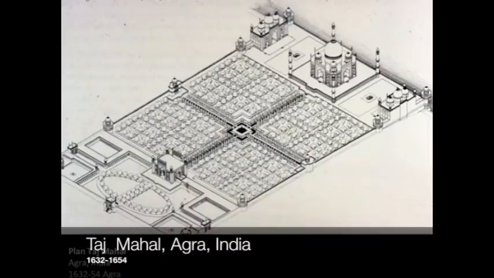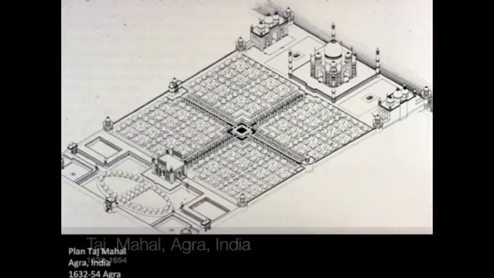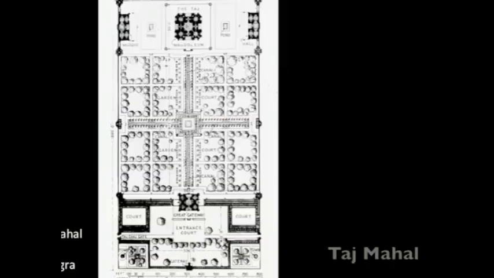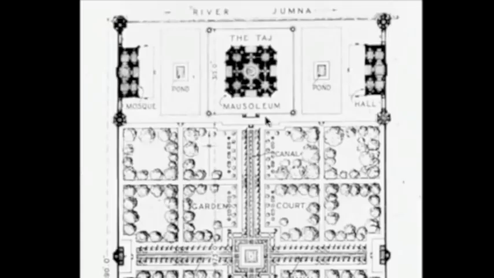Here's the general layout of the garden plan of the Taj Mahal. And oh my goodness, it's a paradise garden. Look at that. The plan of the Taj Mahal itself, the structure, becomes another recursion of the overall plan of the garden. And even the plan of the towers of the Taj Mahal become a denser, smaller, more tightly knit together recursion of the overall plan of the garden itself.